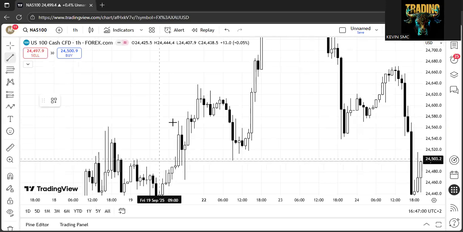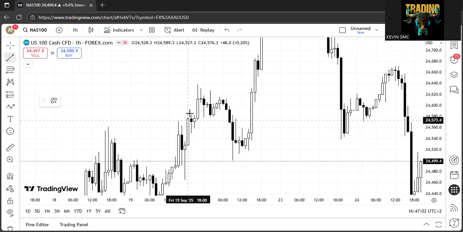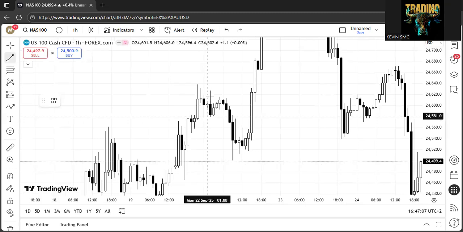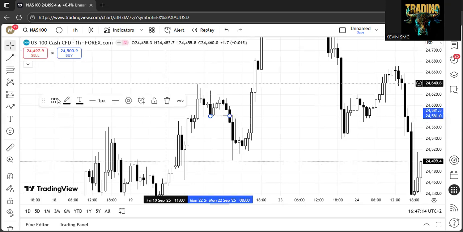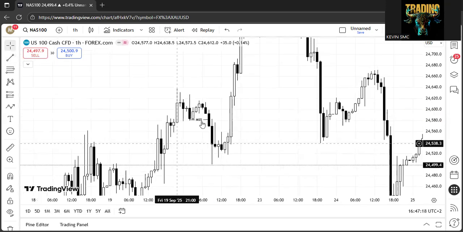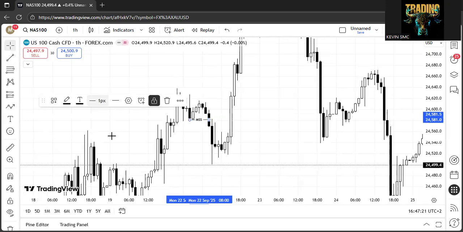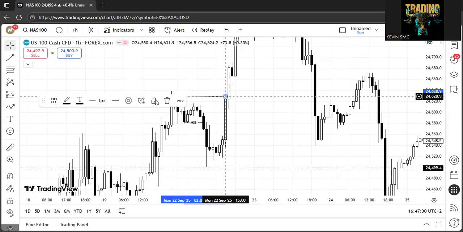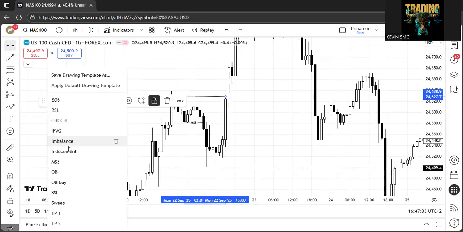Okay, the market was going up. This is a break of structure, and then this is another break of structure, and then we actually have a high and a low, and the low was swept. Therefore, this is our change of character. And then since it's an internal structure, this is our inducement.